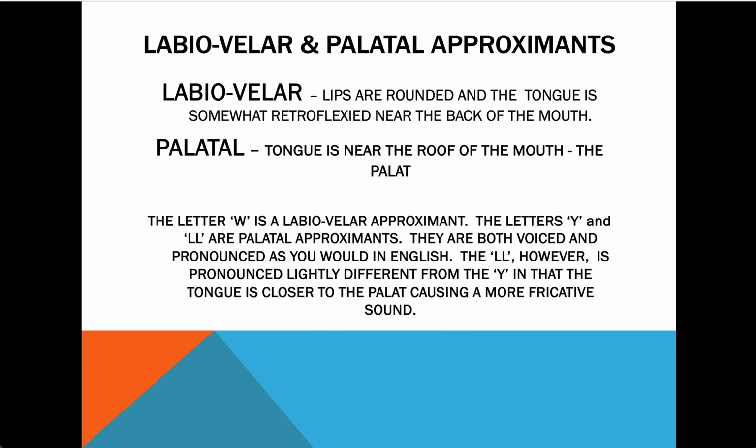Labiovelar and palatal approximants. Labiovelar, the lips are rounded and the tongue is somewhat retroflexed near the back of the mouth. Palatal, the tongue is near the roof of the mouth, or the palate. The letter W is a labiovelar approximant. The letters Y and double L are palatal approximants. They are both voiced and pronounced as you would in English. The double L, however, is pronounced slightly different from the Y, in that the tongue is closer to the palate, causing a more fricative sound. Following slides will show you.